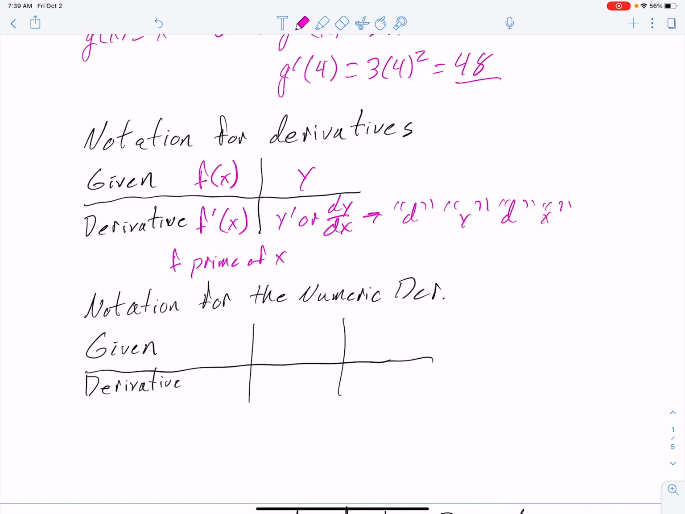Now, for the numeric derivative, we could be given f of x and then be asked for f prime of a, where a is just some number, and that's telling us that we need to find the derivative of f and then plug in a. We could be given y and ask for dy dx at x equals a, which is basically asking us to do the exact same thing, find the derivative of y, and then substitute in that value of a. Not probably going to use that notation all that much. Probably more commonly, if I give you a, I'll ask you for y prime of a.